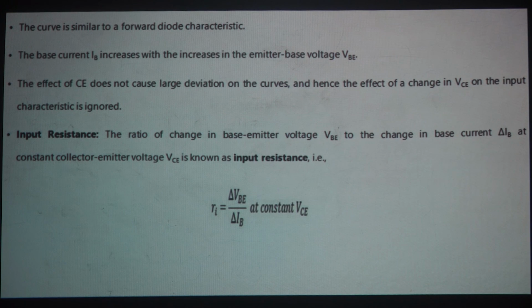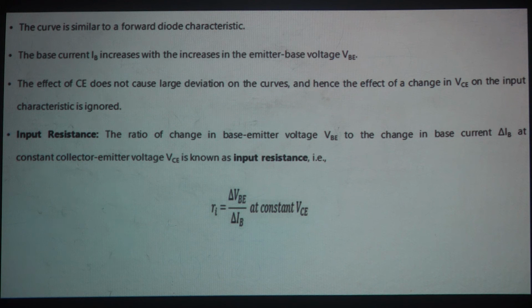Now this curve is similar to the forward characteristics of a diode. What points do we note from this graph? The curve is similar to the forward characteristics of a diode. The base current increases with increasing emitter to base voltage VBE, just as I explained. The effect of VCE does not cause any large deviation on the curve. Hence the effect of a change in VCE on the input characteristic is ignored.